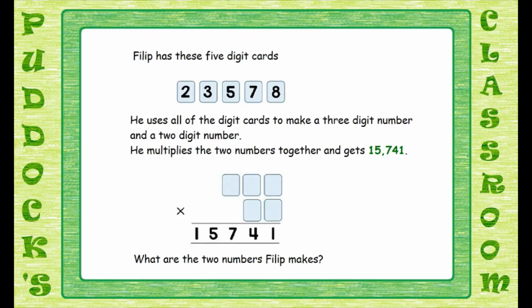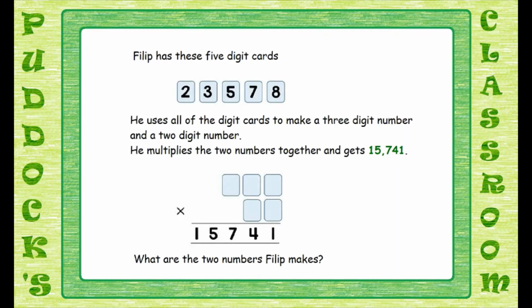And they've helpfully set out the calculation for you so that you can see what we're doing. So we're multiplying a 3-digit number by a 2-digit number, and our answer is 15,741. Our job, right at the bottom we can see the question mark: what are the two numbers Philip makes? So we have got to find the numbers that will multiply together to make that. Not straightforward, but the skills that you have are there if you want to search for them.